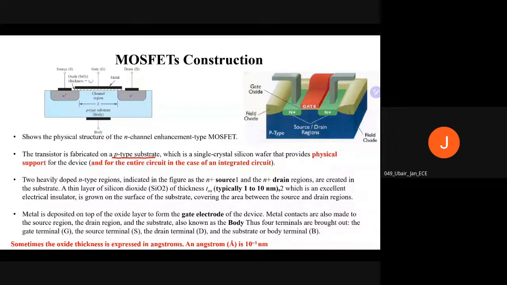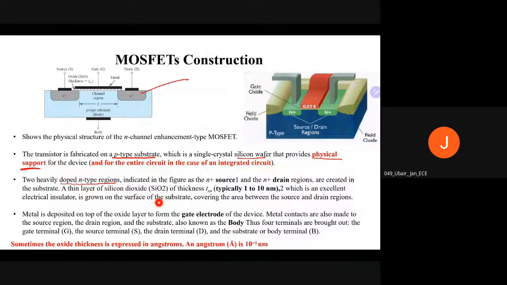The transistor is fabricated on a p-type substrate, which is a single crystal silicon wafer that provides physical support. तो जो body का job होता है, it is there to provide physical support for the device. पूरी device के लिए ये physical support देता है, एक बुनियाद देता है, okay, एक foundation बनता है उसके लिए. And for the entire circuit in case of integrated circuit, जब आप IC बनाते हो उसमें substrate ही सारे जो पुर्जे ऊपर वगैरह से जितने भी components लगते हैं और areas जो manufacture होते हैं, उनको support दे देता है.